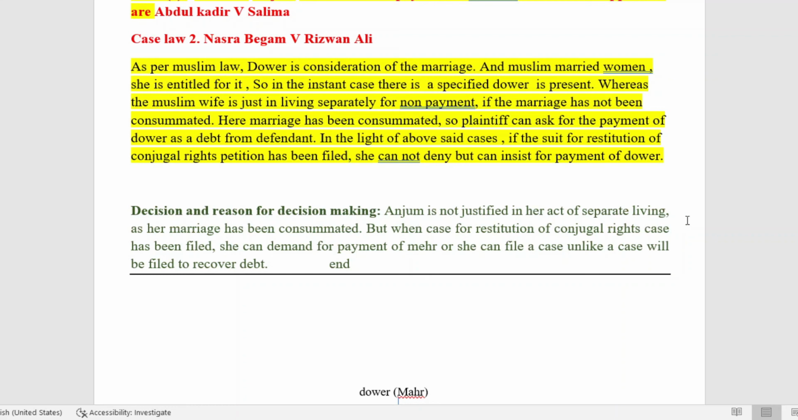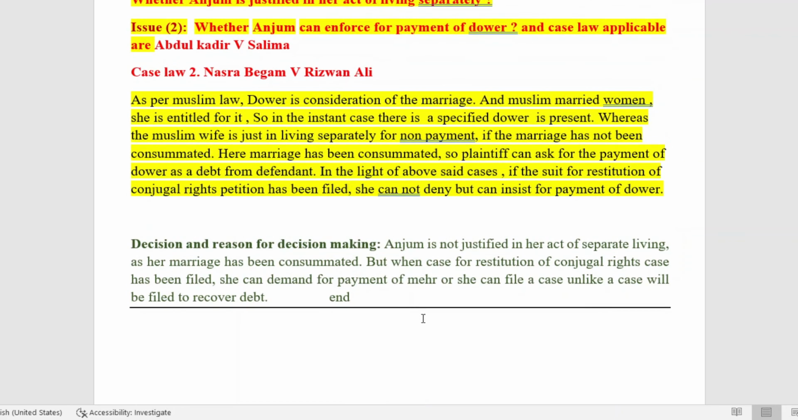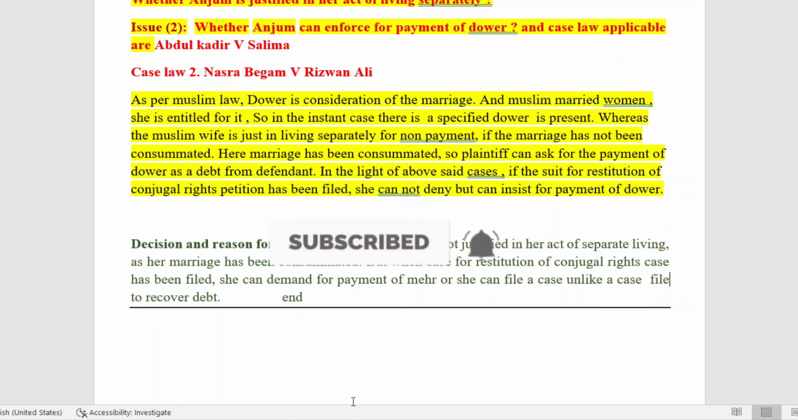Anjum is not justified in her act of separate living as her marriage has been consummated. But when a case for restitution of conjugal rights has been filed, she can demand payment of meher, or she can file a separate case to recover the debt. That is the remedy available to Anjum. To recover the debt, that is meher, she can file a separate case against the husband. If the suit for restitution of conjugal rights has been filed by her husband, she cannot deny the rights of her husband, but in that suit she can ask for the payment of the meher amount.